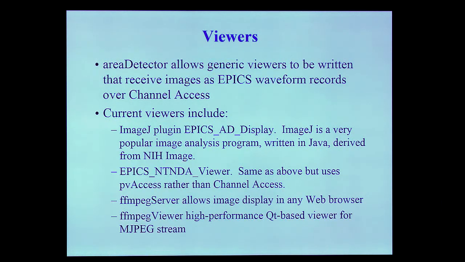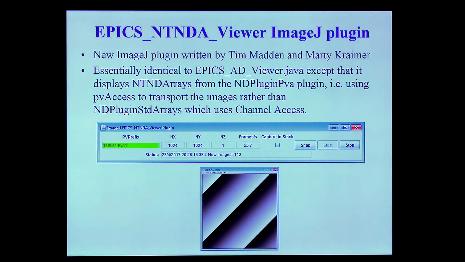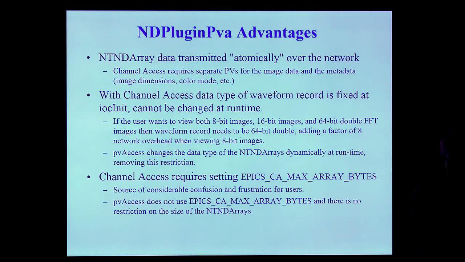Any questions? Okay, finally, I'm just going to talk about viewers here. So there are generic viewers. There's the ImageJ ones that I'm going to show you, both for channel access and PV access. There's an FFmpeg server and an FFmpeg viewer. Those are from Diamond. There's obviously CSS as well. So this is the EPICS PV access viewer. Essentially the same as the channel access one. I'm going to show you both, so I don't think we really need to go through this slide.